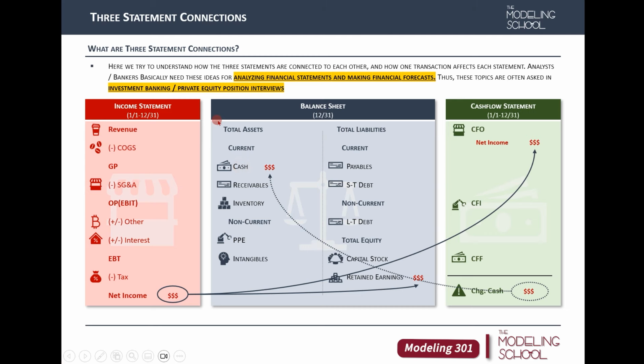So what are three statement connections? Here we try to understand how the three statements are connected to each other and how one transaction affects each individual statement. So analysts and bankers basically need these ideas for analyzing financial statements and making financial forecasts.